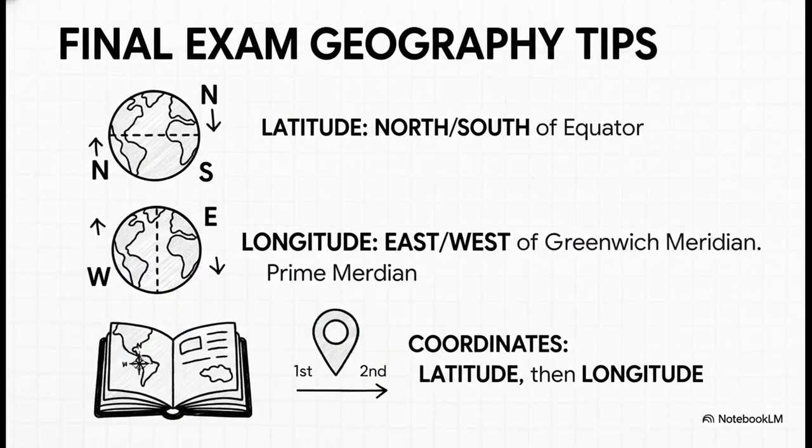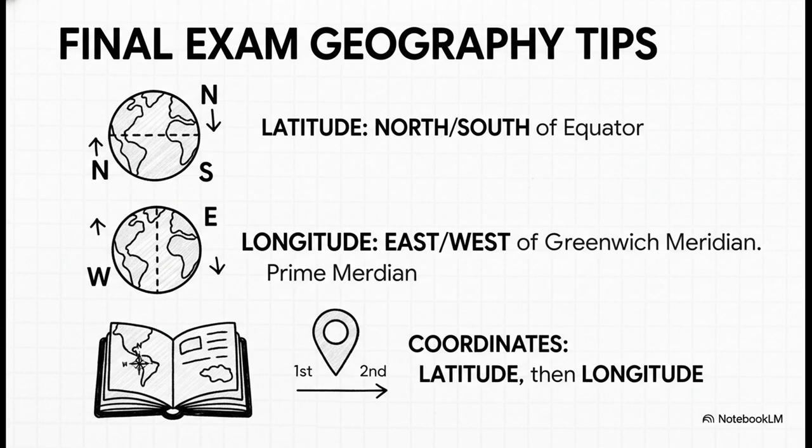All right, lightning round. These are your final must-know exam tips. Ready? Latitude is always measured north or south. Longitude is always east or west. When you give coordinates for location, you always say the latitude first, then the longitude. And that big book of maps you might have, it's called an atlas.